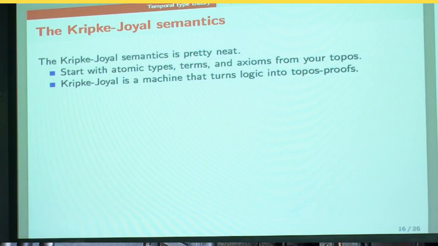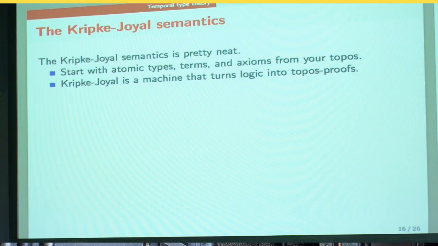Limits and colimits and quotients and all sorts of stuff in your topos. We're going to be able to encode that in logic rules. And then the Kripke-Joyal semantics is a machine that turns any logic you write down. Like you write down, for all x, there exists a y such that f of y equals x, which says that something's surjective. And if you want to make a proof, you say take an x, let y equal whatever, and you write down a proof like this.